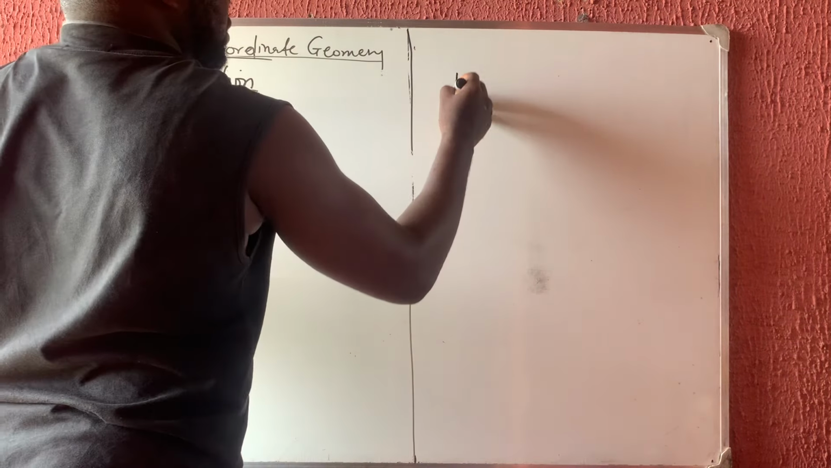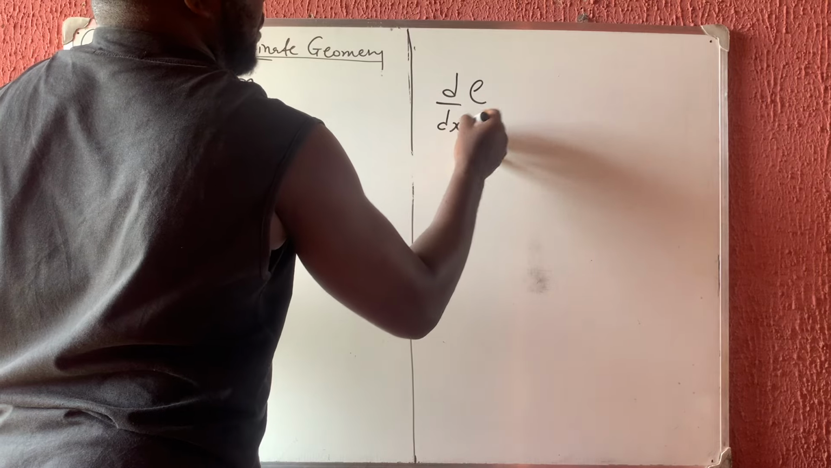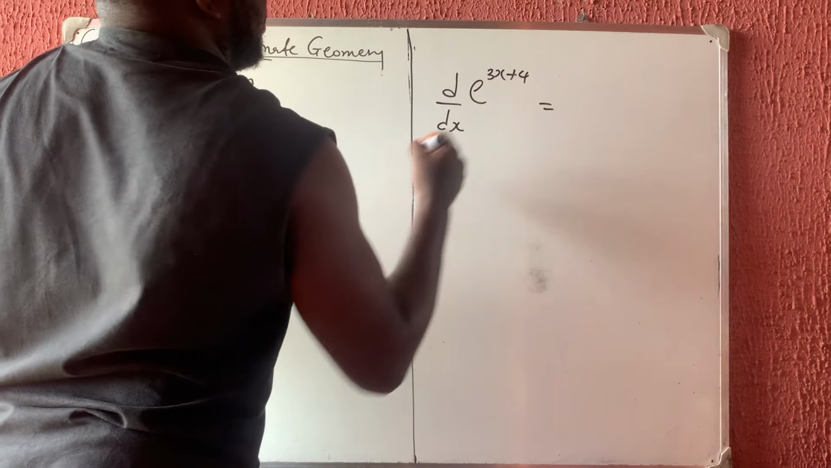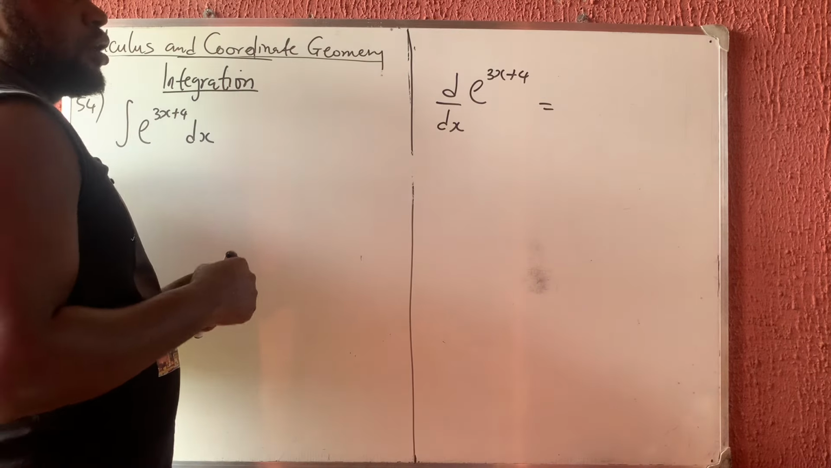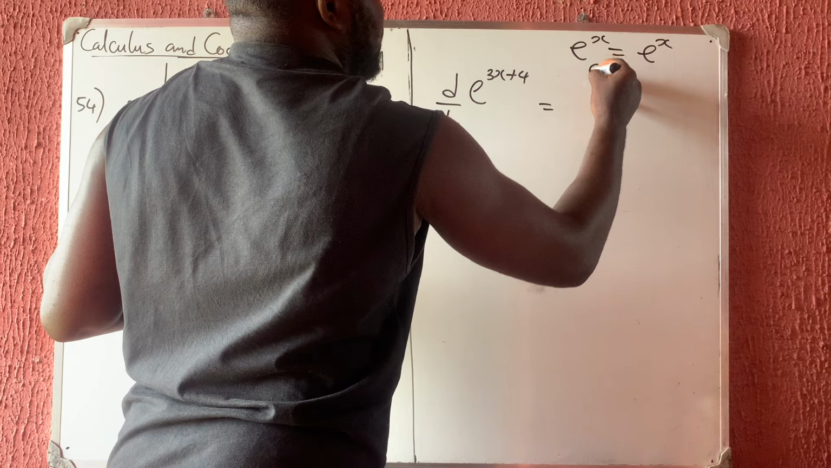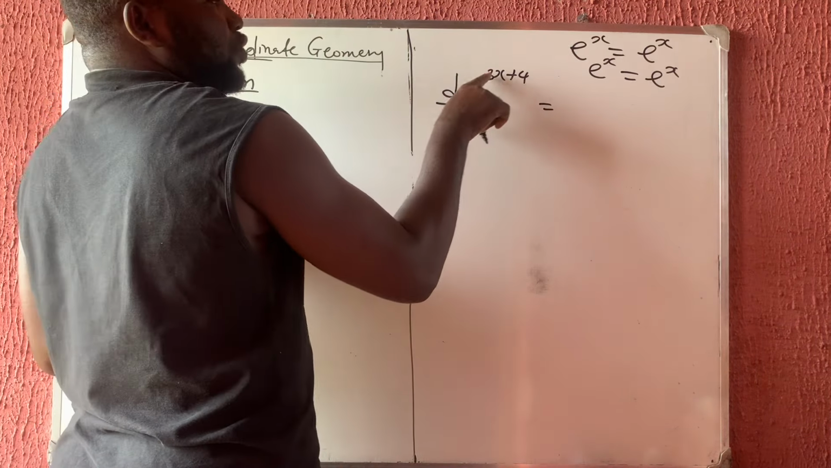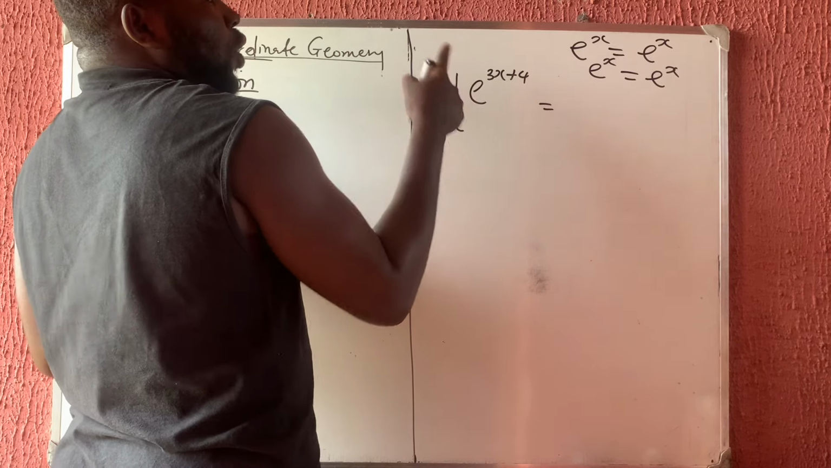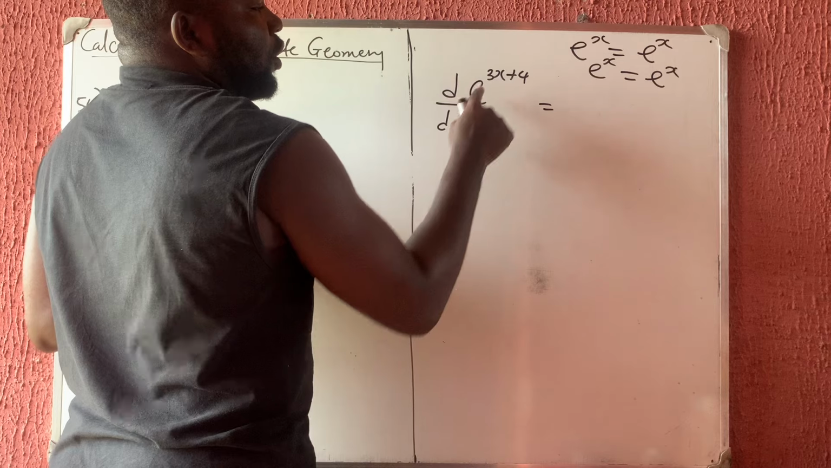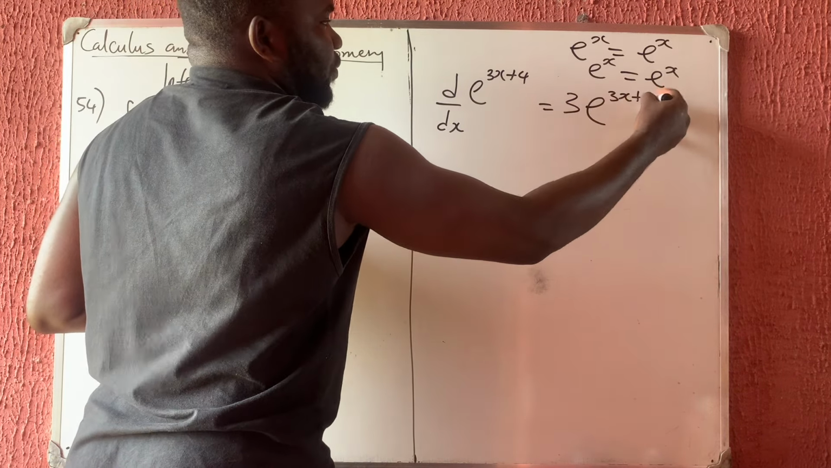Now, if you want to differentiate e raised to power, maybe 3x plus 4. The differentiation of e raised to power x is the same thing as e raised to power x, and the integration of e raised to power x is the same thing as e raised to power x. So what do you do here? Whenever it is not x that is in the power, but another thing, all you have to do is differentiate that thing, then attach it with the question. So differentiation of this thing is just 3. I will now attach it with the question, 3 e raised to power 3x plus 4.